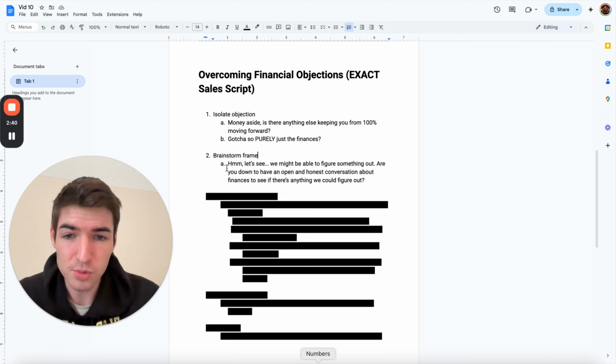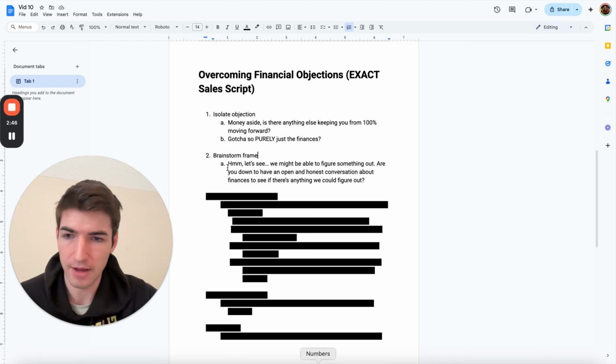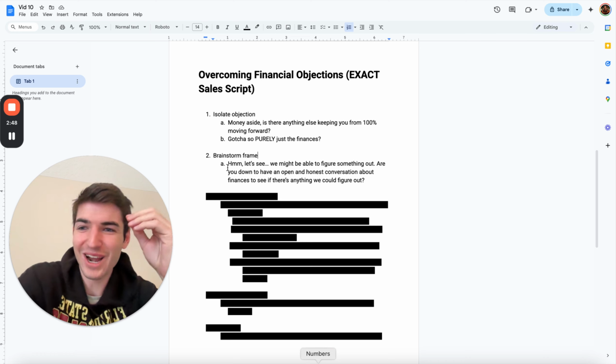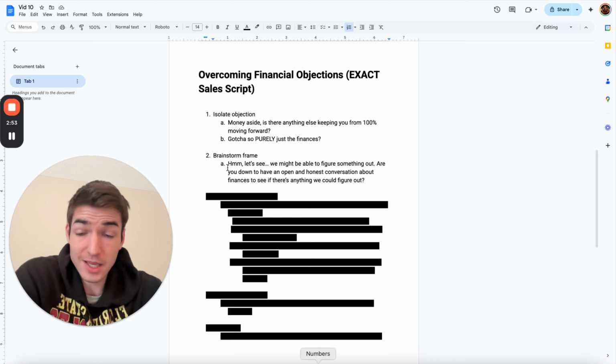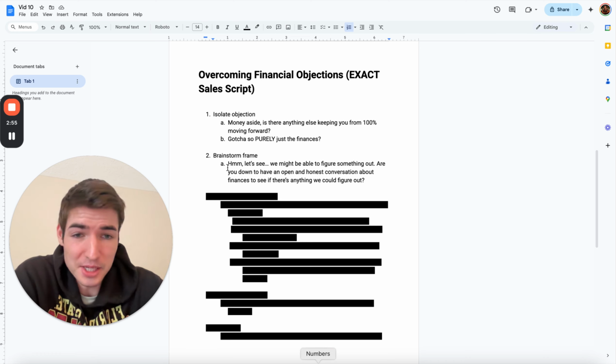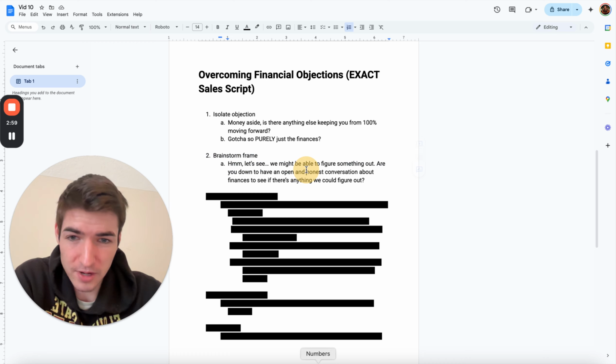This will let their guard down. It's not super pushy or salesy like, okay, let's see how much cash you have and see if you can make this work. It's very innocent, very laid back. It keeps their guard down because they literally just think I'm brainstorming. I'm trying to honestly come up with solutions for them. I'm just honestly trying to help them. So that's the brainstorm frame.